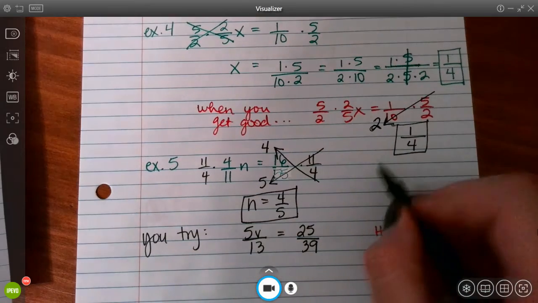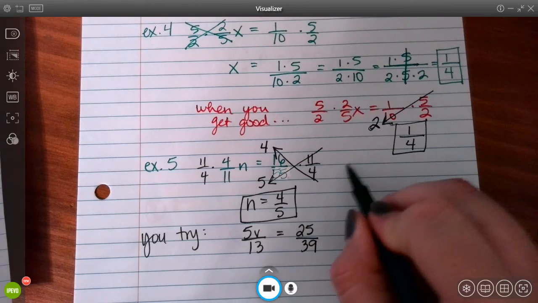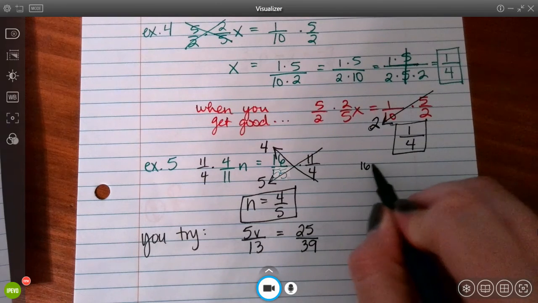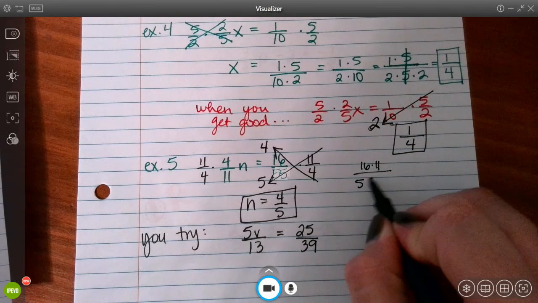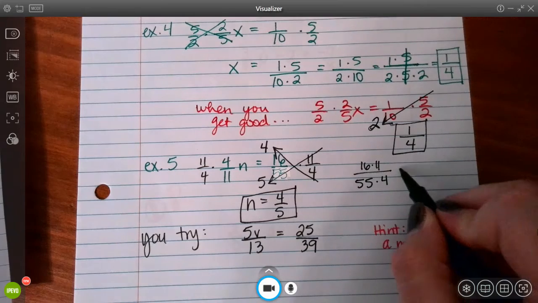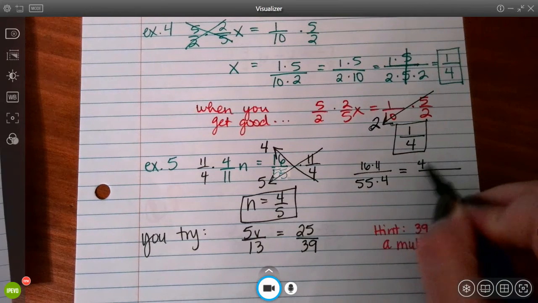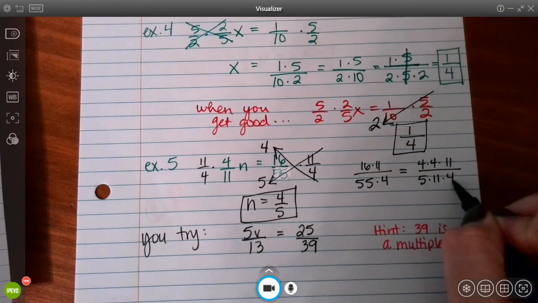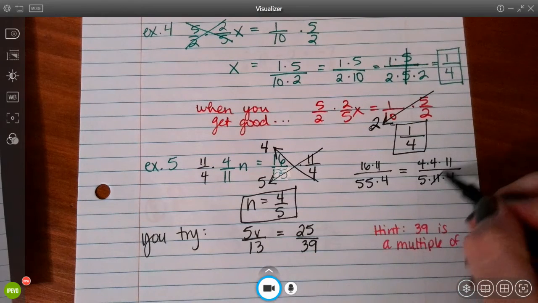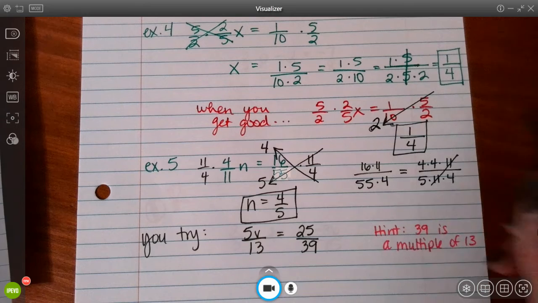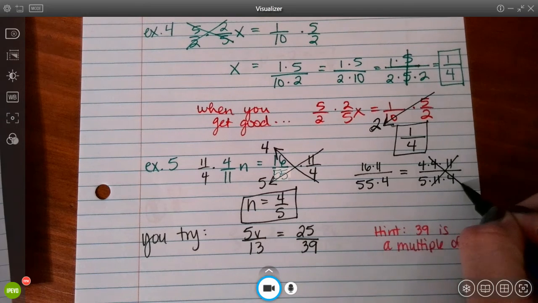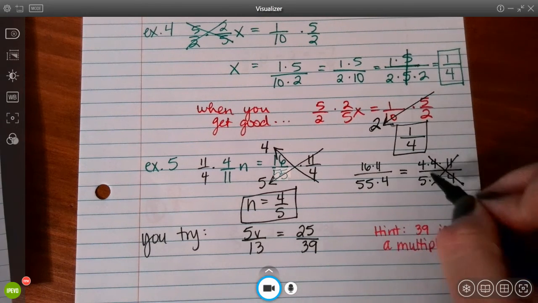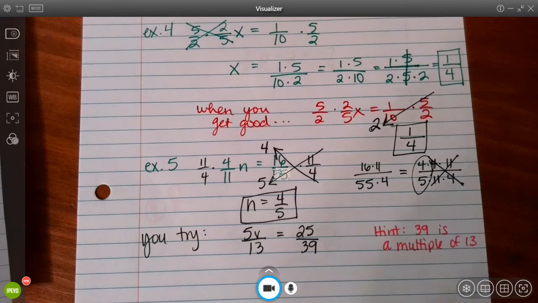Again, if I wanted to break that down, I've got 16 times 11 over a 55 times a 4. Or if I break it down into factors, 4 times 4 times 11, 5 times 11 times 4. I've got a 1 here because it's an 11 over an 11. And I have a 4 over a 4, which is another 1. And I'm left with 4/5.